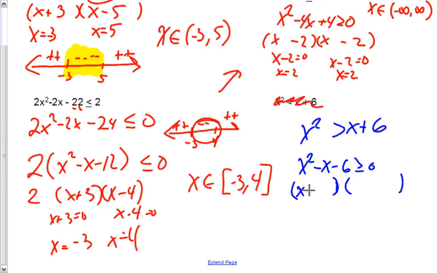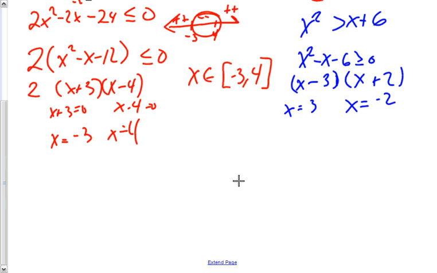x minus 3, x plus 2. x equals 3, x equals minus 2. Notice how they're always opposites. So now all I need is my sign chart. Minus 2, 3. Let's test some points. That's 0. It's always in there. 0 minus 6, it's a negative.